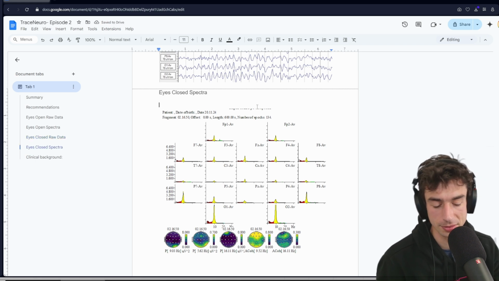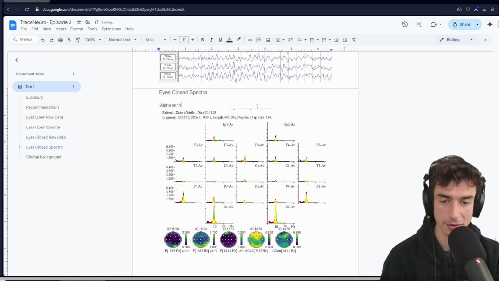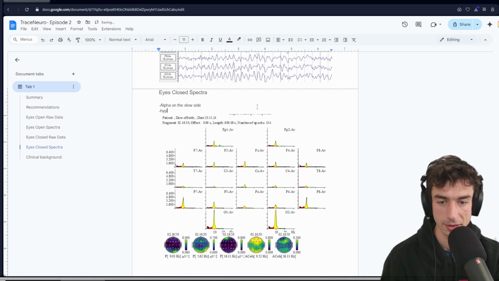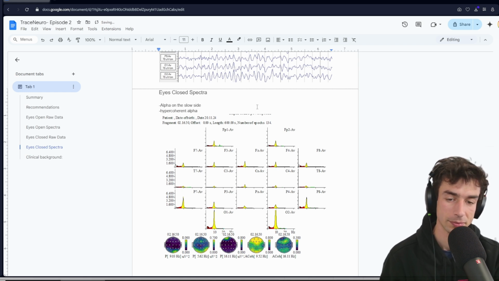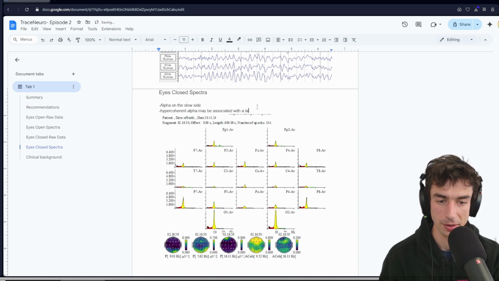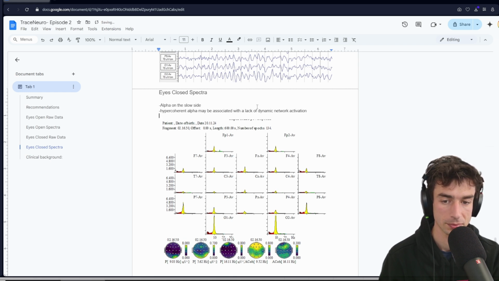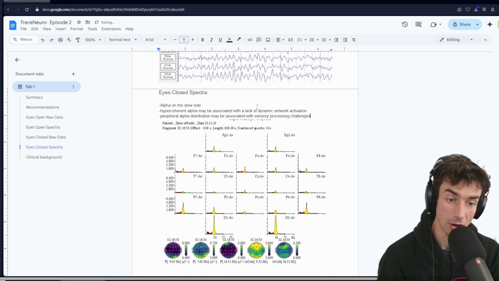And how do we describe this? Well, alpha on the slow side, hypercoherent alpha. May be associated with a lack of dynamic network activation. Peripheral alpha distribution may be associated with sensory processing challenges, although we don't know.